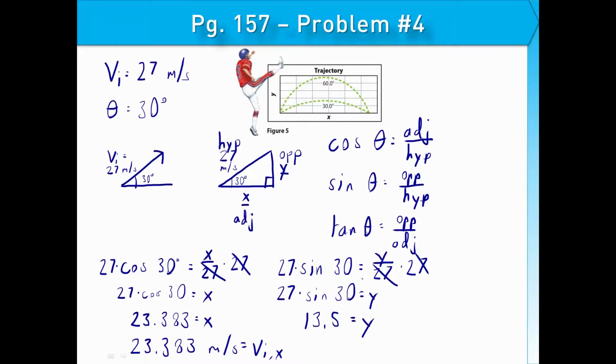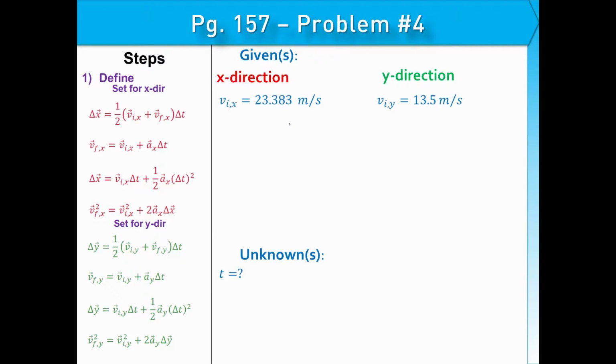And I found my initial velocity in the y direction, so I'm going to rewrite this as 13.5 meters per second, which is equal to the initial velocity in the y direction. So now I have my new givens. From our previous slide, we know that the initial velocity in x is 23.383 meters per second. The initial velocity in y is 13.5 meters per second.